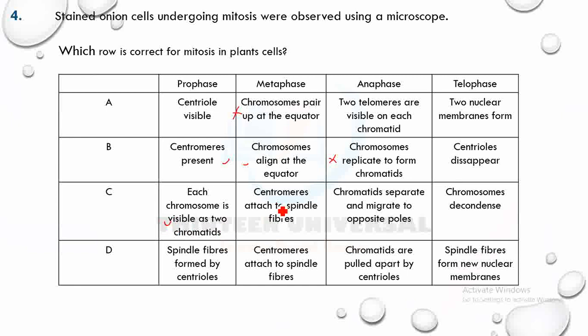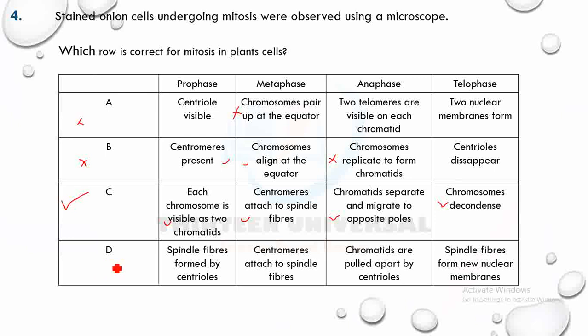Centromeres attach to spindle fibers. Yes, that happens in metaphase. Chromatids separate and migrate to opposite pole. That happens. Chromosomes decondense. That happens. So everything in C is actually correct. Alright, this is wrong because of the anaphase part. A is wrong because of the anaphase part.